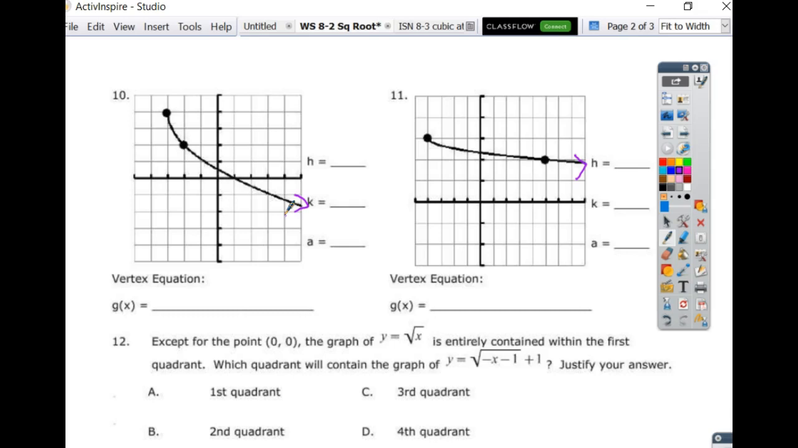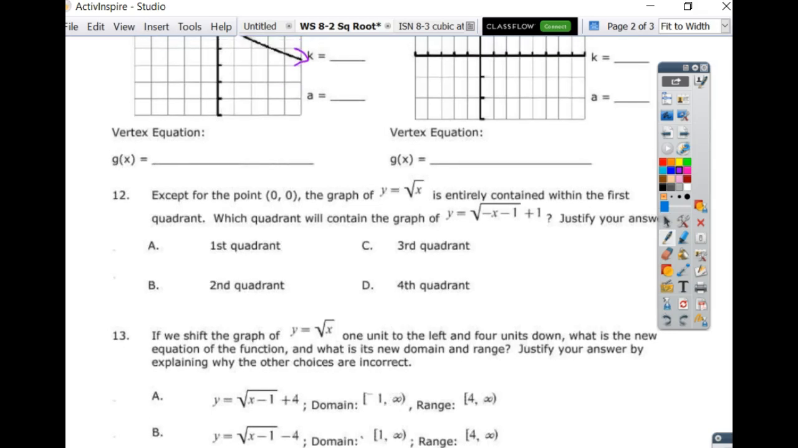All right. So then I do want to go over a couple of these, because they're multiple choice and it's words, and you guys just skip them. So I counted them wrong for you. But this one: except for the point 0, 0, the graph y equals the square root of x is entirely contained within the first quadrant. So that's true, right? Here's the square root, first quadrant. That's true.